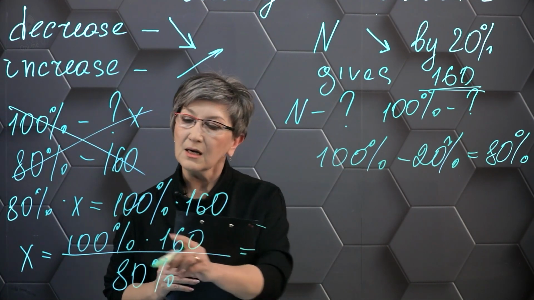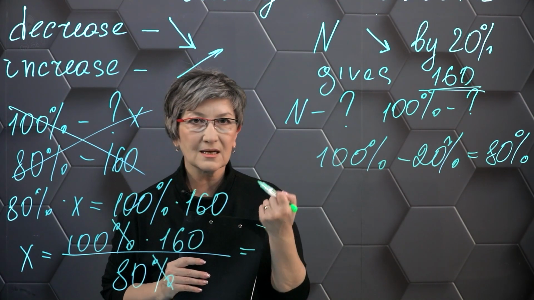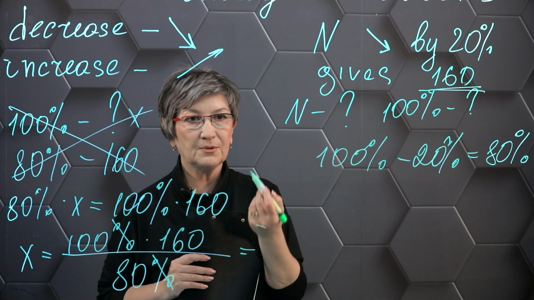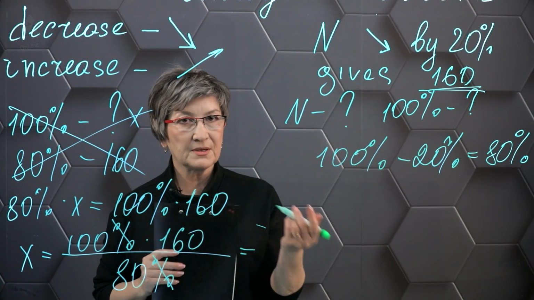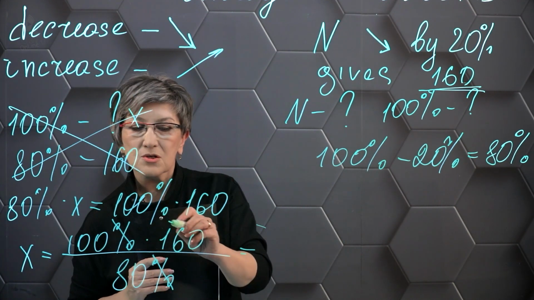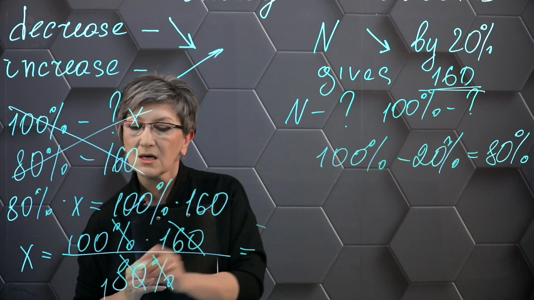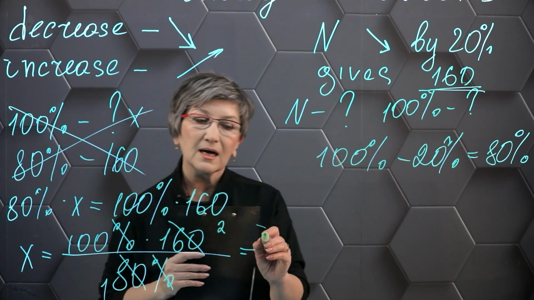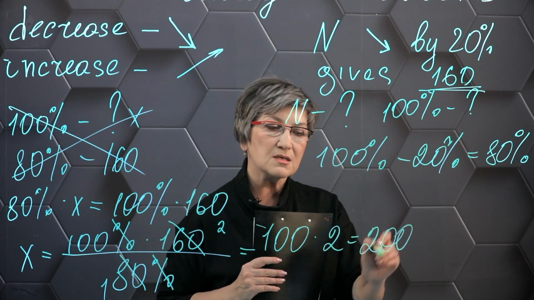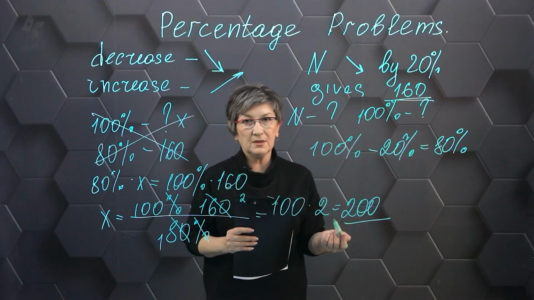Now you'll notice that I'm abbreviating the percentages in this entry because I have to get a number for the answer. And indeed, I have the percentages reduced. And now I'm working with numbers. So 160 and 80 are conveniently reduced by 80. That leaves 1 here and 2 here. And then 100 times 2 gives me 200. So I got the number 200, which is what I needed to find.